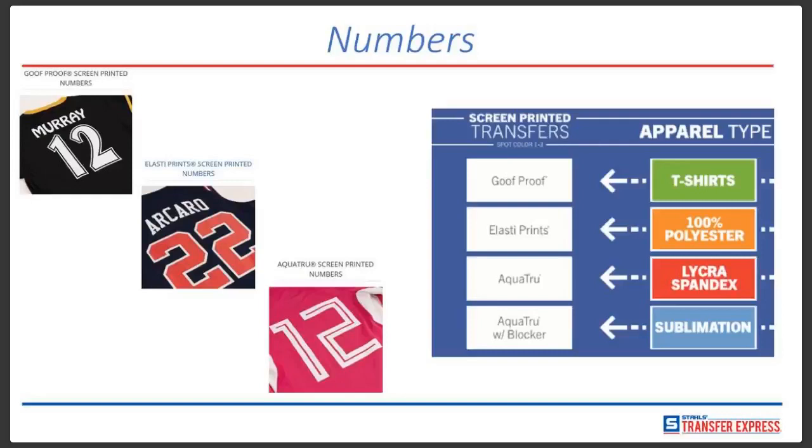so less likelihood of any scorching on your garment. And then we have the AquaTrue screen printed numbers, and these are incredibly versatile. They can go on virtually any fabric. So nylon, spandex, lycra, real stretchy things, perfect for that. And they are incredibly durable, very, very stretchy, and have a really nice elasticity to them. And again, you can use our little guide here to show you with the screen printed transfers, or you can use the transfer selector tool that we showed you before, or you can give us a call and we'll walk you through the whole process and make sure you know exactly what numbers to get.